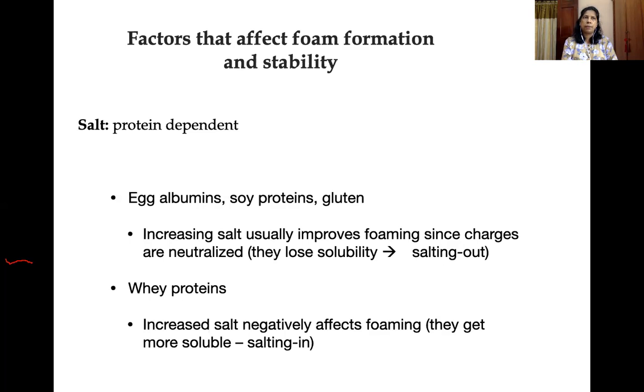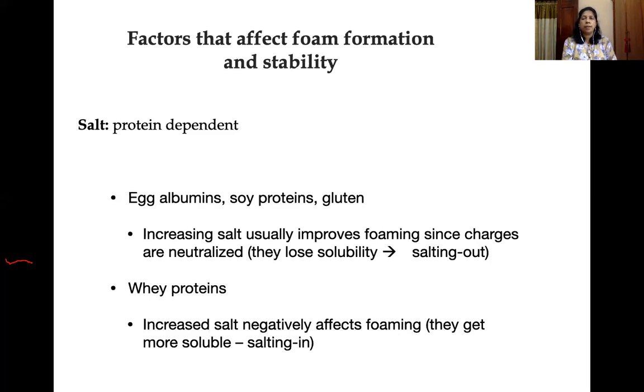I have uploaded the reading material. I think you have gone through it by now. Much detail is given about foaming and emulsification in that material. If you have gone through it, you can read about what salting in and salting out are in detail.